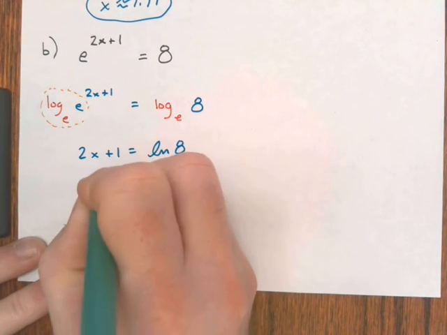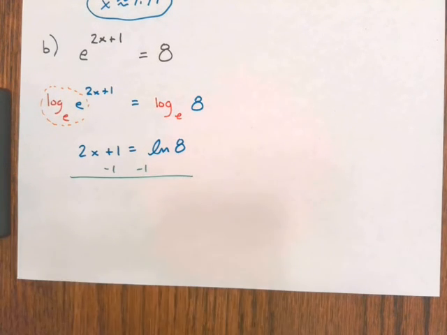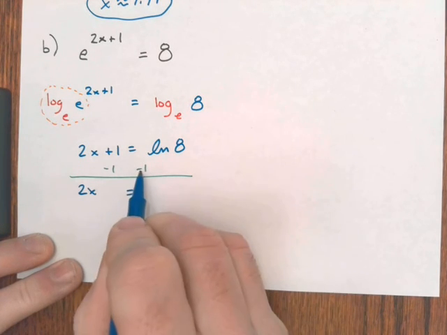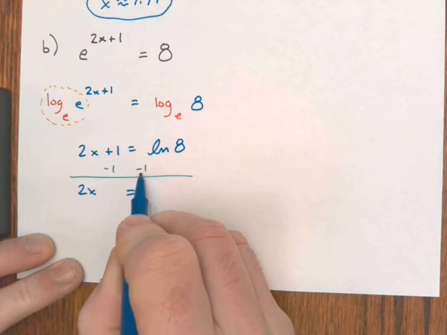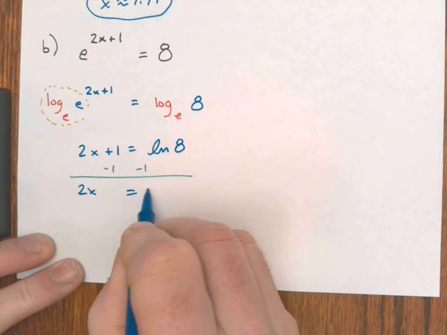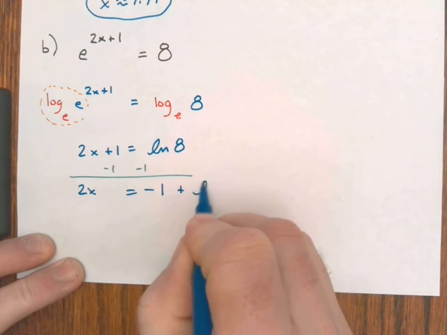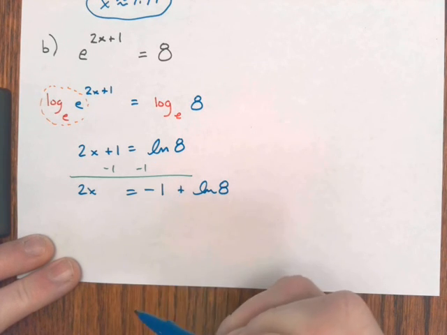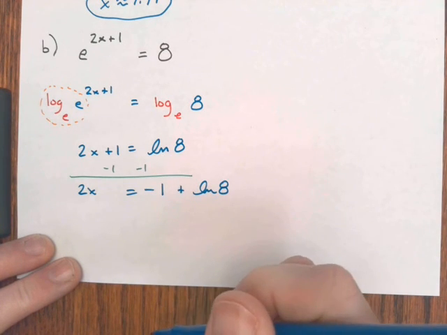So if you have 2x plus 1, to solve that, you're going to subtract 1 on both sides. That would give me 2x is equal to, a lot of times people will put a regular number in front of the log and write it as -1 plus the natural log of 8, rather than the natural log of 8 minus 1, because then people are tempted to subtract them.